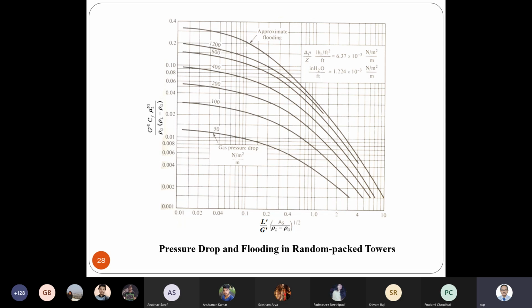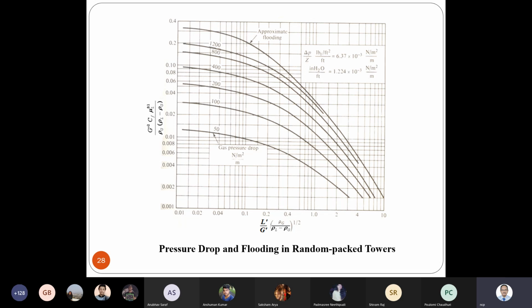Now in this case, by this flooding plot, we can find out the diameter of the tower, right? Same way you have seen in case of tray towers. So you find out the diameter of the tower. Basically, the diameter of the tower is determined by the liquid and gas flow rates, right? So your tower should be of sufficient diameter to accommodate the flow rates of the streams that the tower will have to handle.